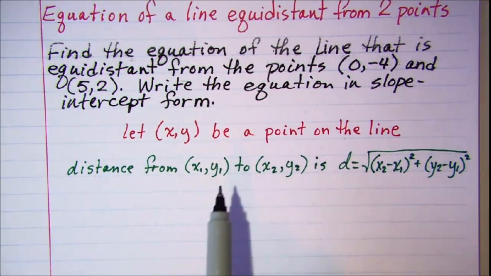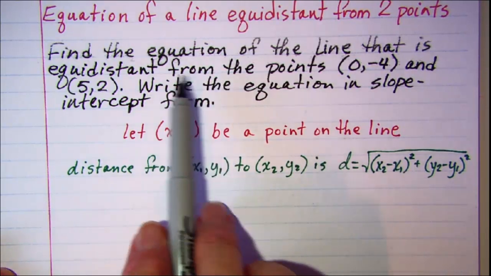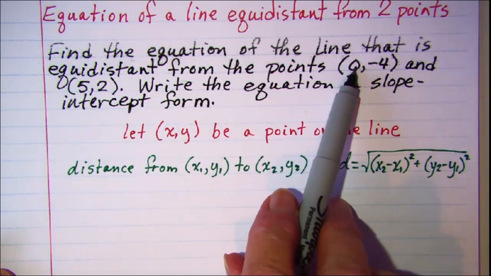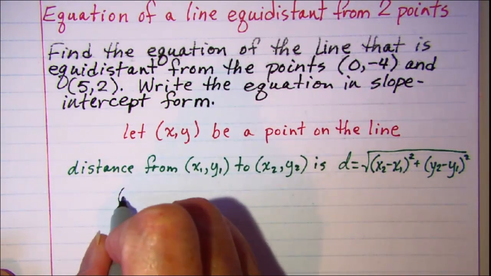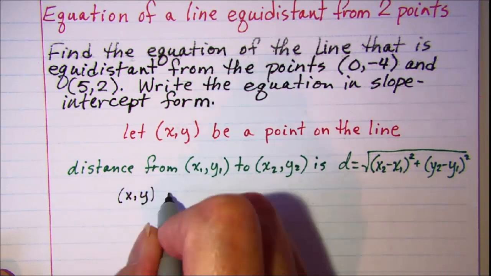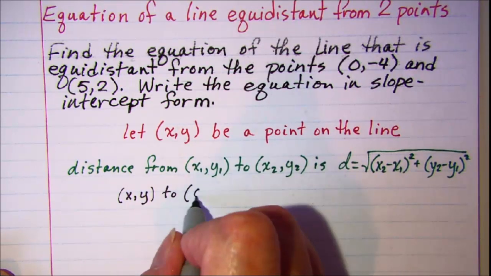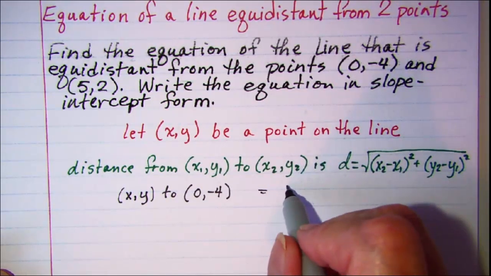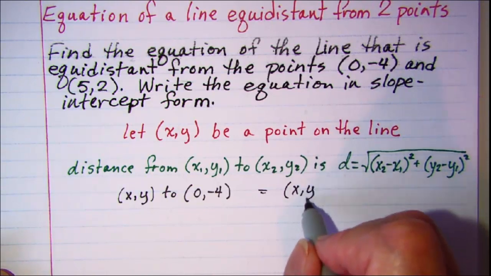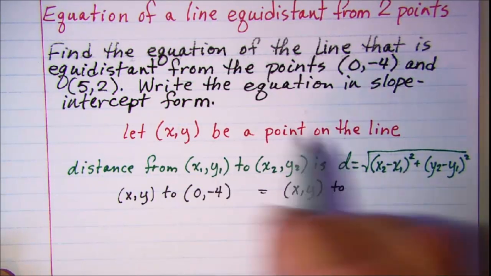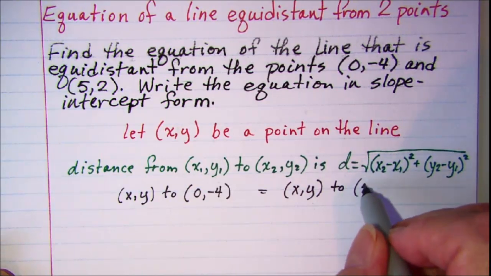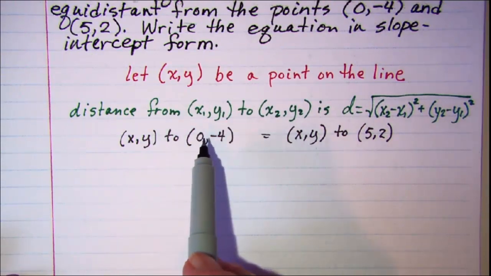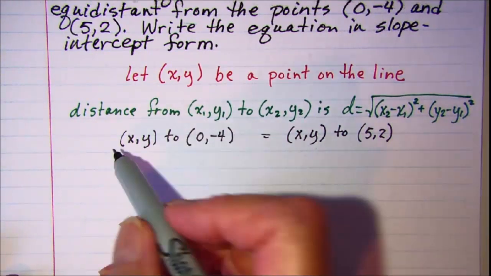So what we're going to be doing then is we're going to say that the distance from (x, y) to the point (0, -4) is equal to the distance from the point (x, y) to the point (5, 2). So now we just need to put these values into our distance formula.